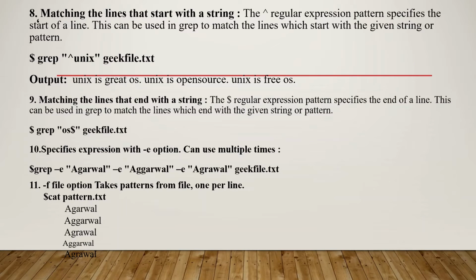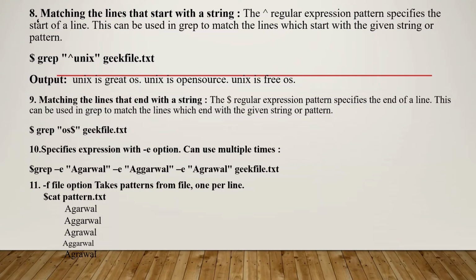Next command: matching the lines that start with a string. The caret regular expression pattern specifies the start of a line. This can be used in grep to match lines that start with the given string or pattern. For example, grep ^Unix in lowercase from geekfile.txt prints: Unix is a great OS, Unix is open source, Unix is free OS.